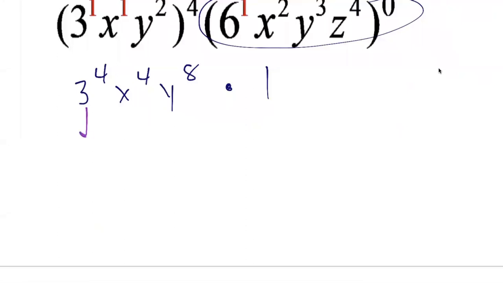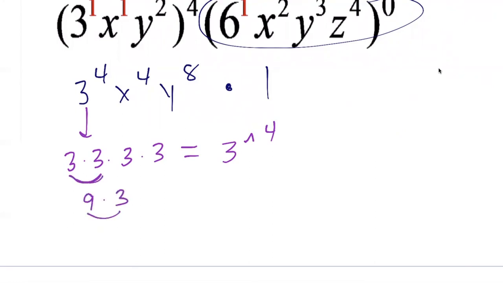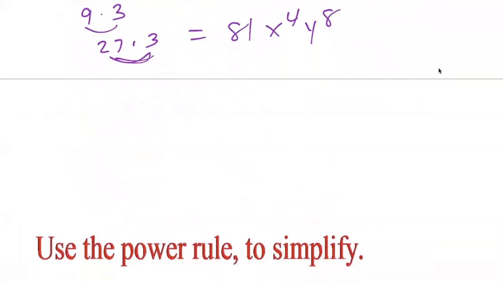All right, so 3 to the 4th is 3 times 3 times 3 times 3. Again, you can use your calculator and do this, 3 exponent key 4, or you can do 3 times 3, 9, 9 times 3, 27, 27 times 3, and that's going to give you 81. So it'll be 81 x to the 4th, y to the 8th. Can't forget about your x and y up there.